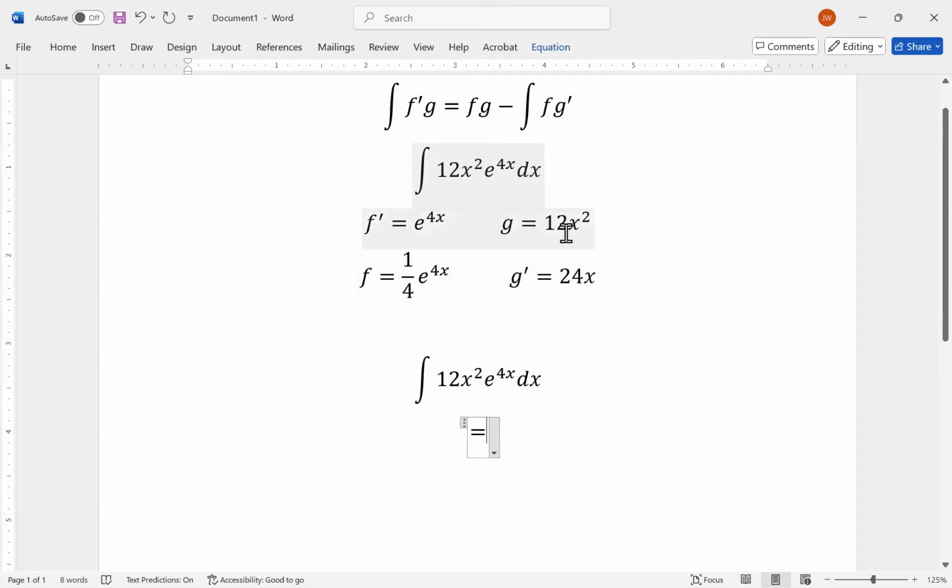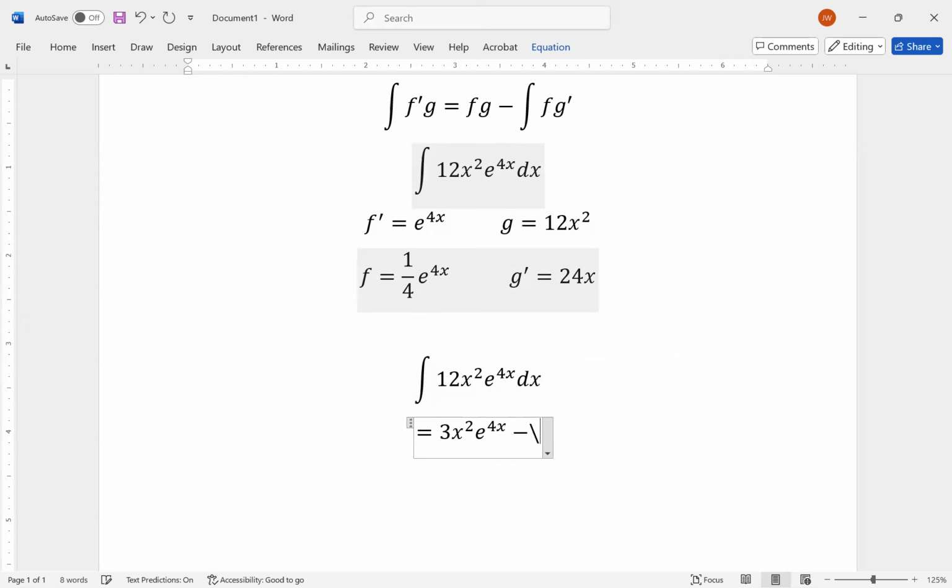f times g. Now 12 times 1/4 is going to be a 3. So I'm going to get 3x squared times e to the 4x. That's when I multiply f times g. Hopefully that makes sense. 12 times a fourth gives you the 3. I have an x squared. I have an e to the 4x.